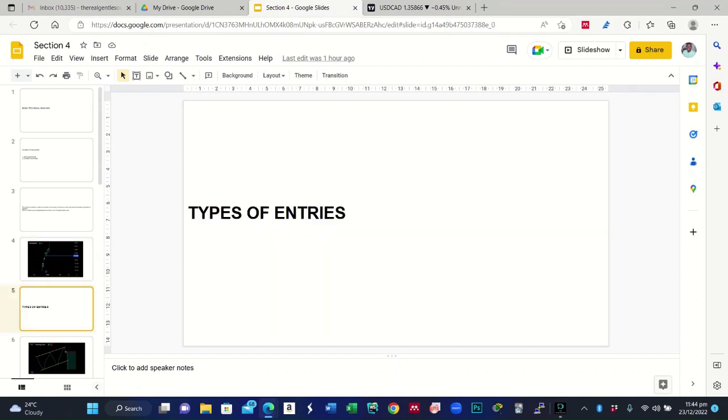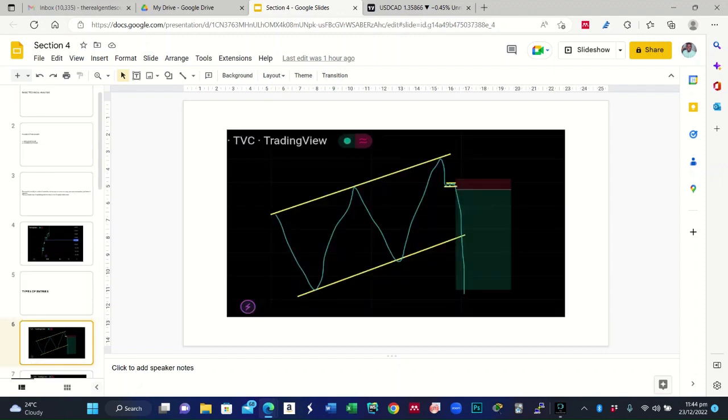Now, types of entries. There are various types of entries that you can use in the financial market, and I'm going to be taking you through some basic ones that won't be very difficult for you to understand. So this is one type of entry.